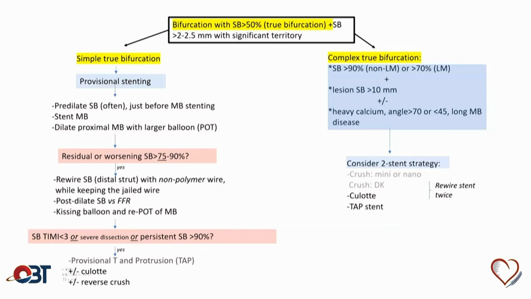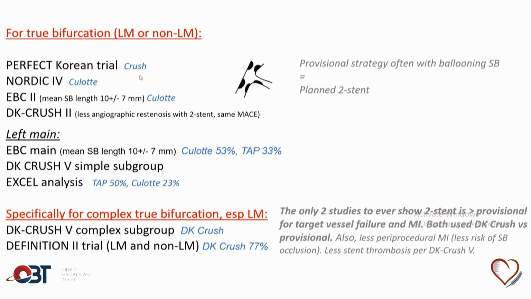In this case, it is usually thought that an upfront two-stent strategy is the treatment of choice in most cases, specifically based on the DK Crush 5 and DEFINITION trial. These are the data behind it. The purpose of this slide is that DK Crush is not the only authority. There are other trials as well. For example, in the EBC MAIN trial, culotte was done in 53% of the cases and TAP in 33%. In the Excel analysis, TAP was 50% and culotte 23%.